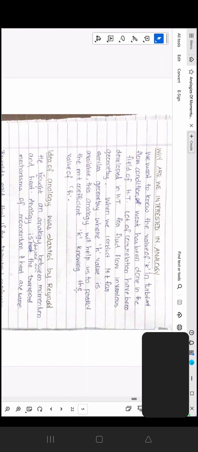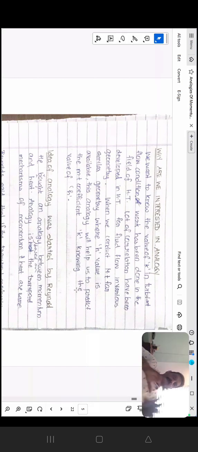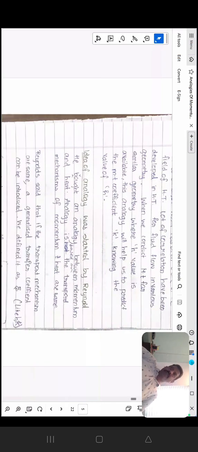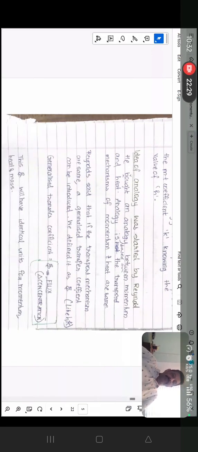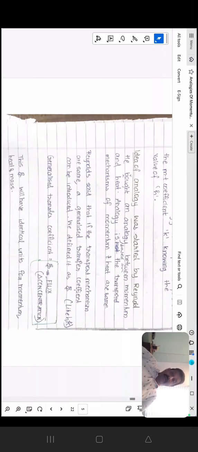So why do we study analogy? Using a parameter from one field, we can easily evaluate another similar parameter in another field. So knowing the value of the heat transfer coefficient, I can evaluate the mass transfer coefficient. That's the idea. So this idea of analogy was started by Reynolds analogy.